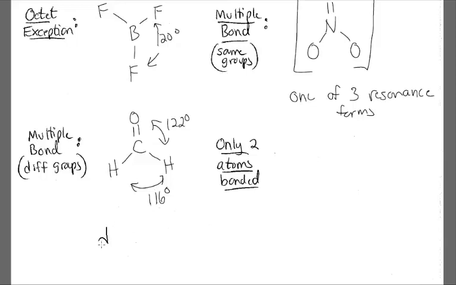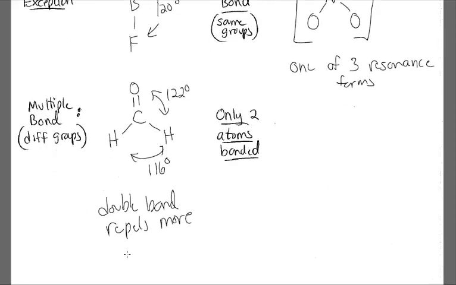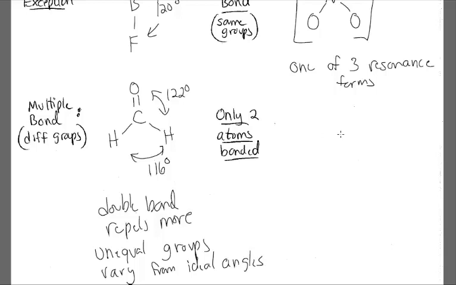Okay, so we'll write that down. Double bond repels more. So we have unequal groups, which means that the angles will vary from ideal angles. Okay, anytime they're unequal groups, they'll vary.